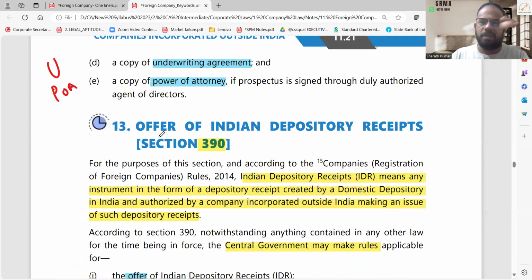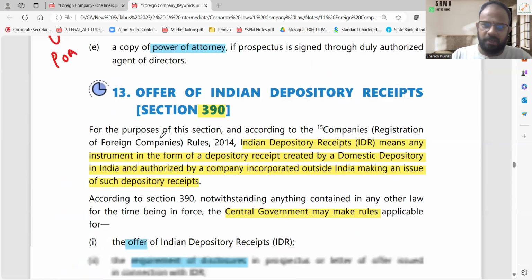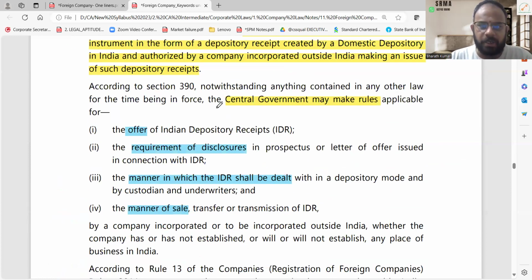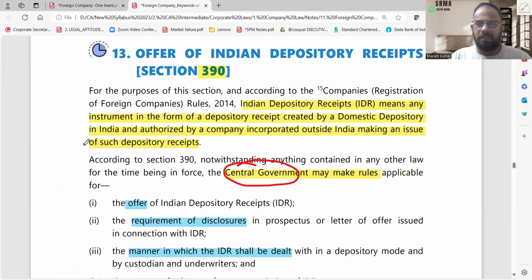IDR, I already told you what is IDR, what is going to be covered in IDR. Most importantly for IDR, the central government will make rules. The IDR is the meaning that we have already told: any depository receipt created by the domestic depository in India by a company incorporated outside India. Very simple. Foreign company, what will he do? He will be incorporated outside India, place of business in India. So the depository receipt will be in India, by a domestic depository. Here one person will be authorized by a company outside India. So it is happening in India, so it is an Indian depository receipt.